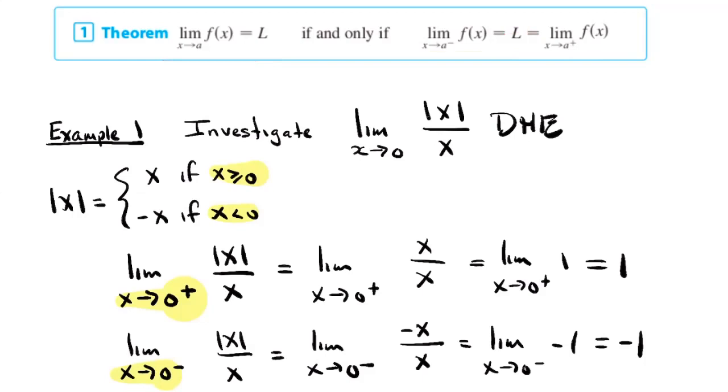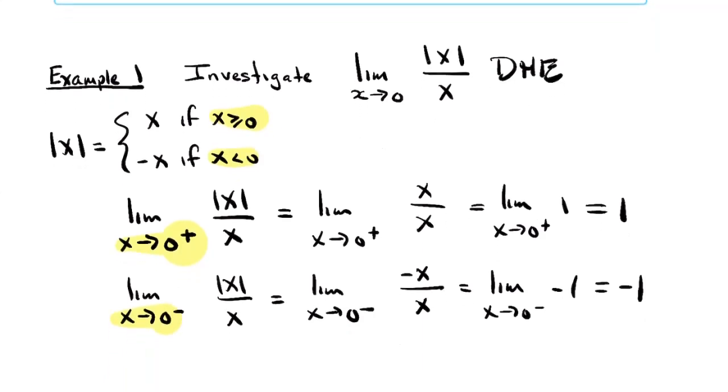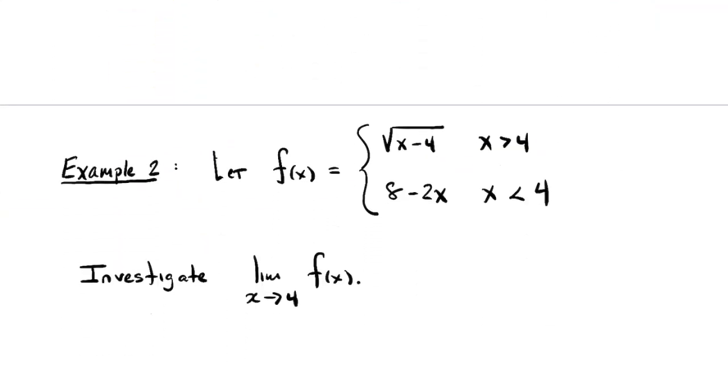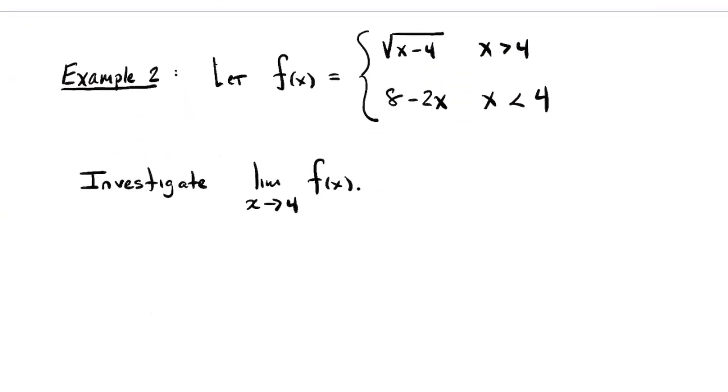Absolute value, dead giveaway for looking at things one side at a time. If there's an absolute value in the expression, you look at the limits one side at a time because the absolute value behaves differently on different sides of the origin. Let's look at a second example. It's a perfect example for a one-sided limit investigation too, because this function is so-called piecewise. It's given piecewise.